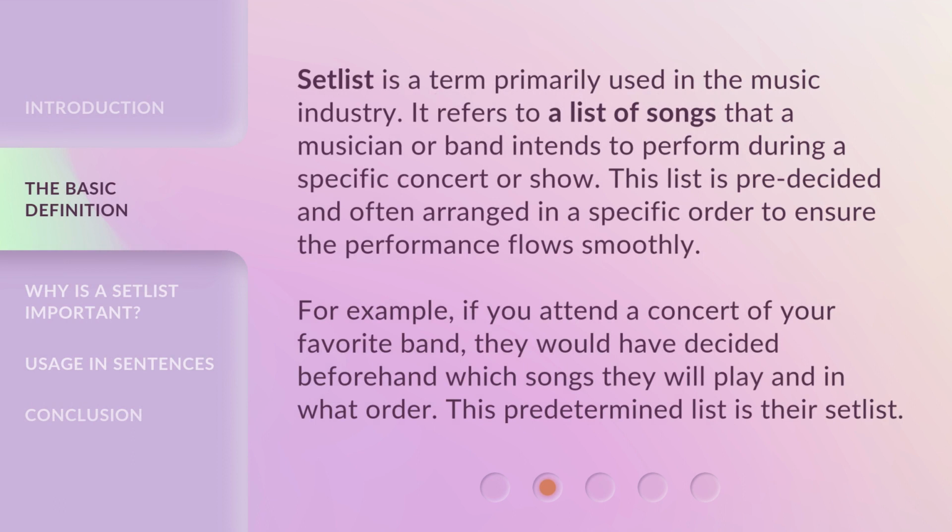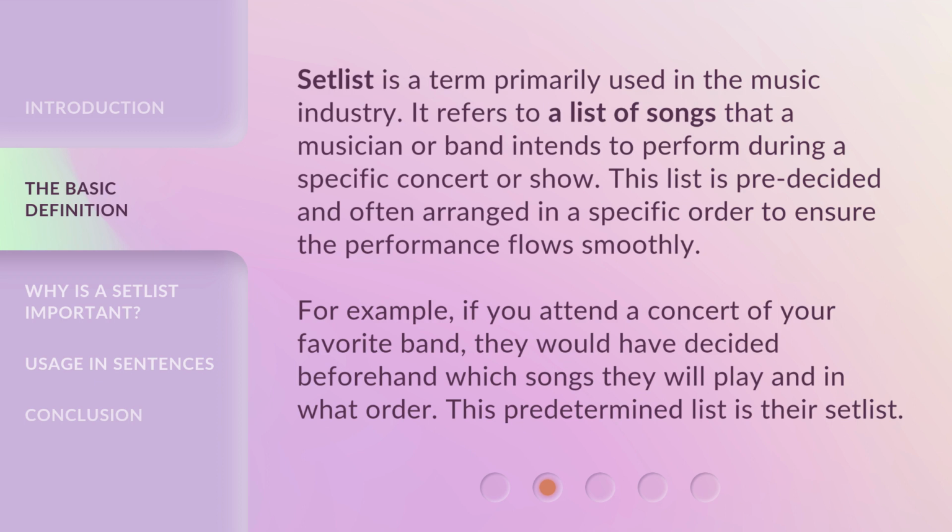Setlist is a term primarily used in the music industry. It refers to a list of songs that a musician or band intends to perform during a specific concert or show. This list is pre-decided and often arranged in a specific order to ensure the performance flows smoothly.